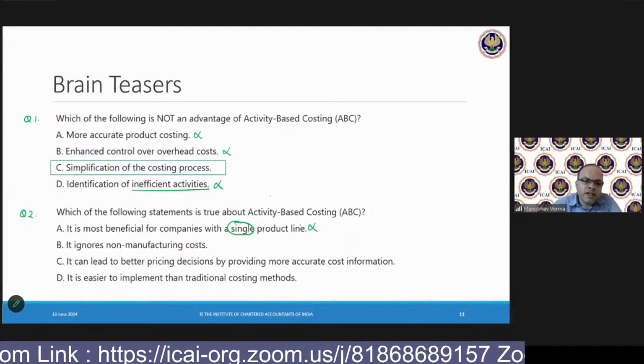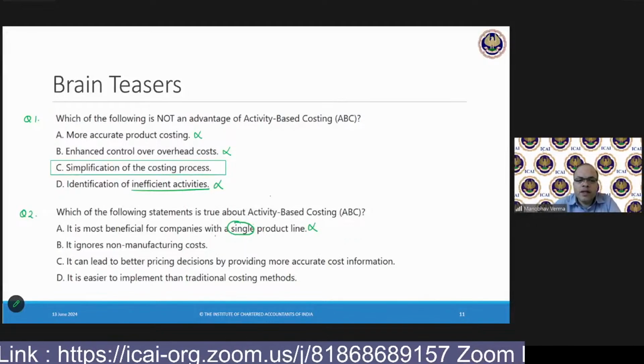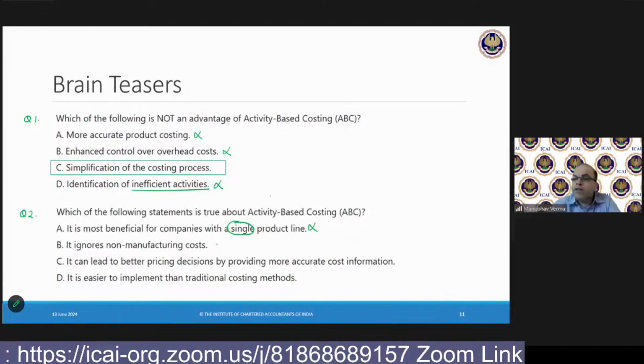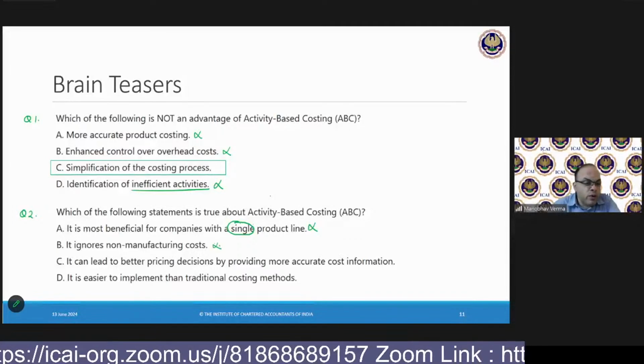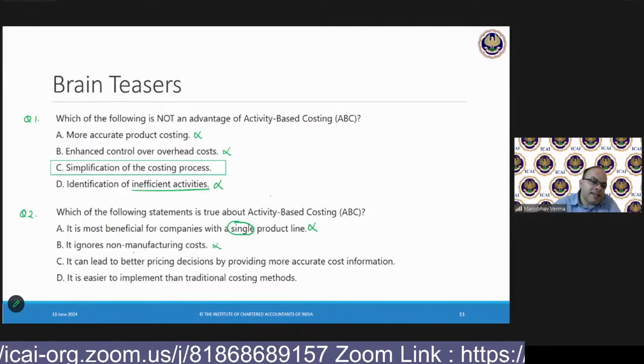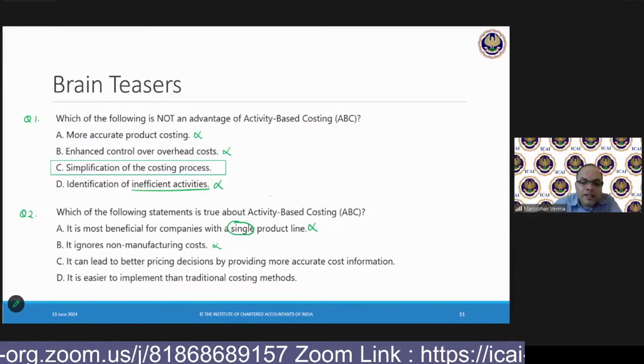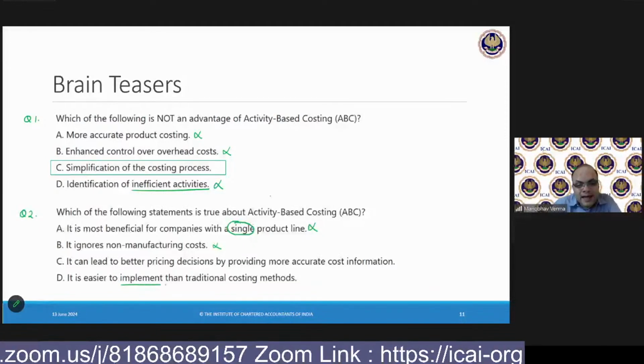It ignores non-manufacturing costs. I don't think it is ignoring anything. We are considering all the costs that could be associated with the respective activity. So it's not definitely true. Option number D said it is easier to implement than traditional costing. I think this is the fact which I said, right?